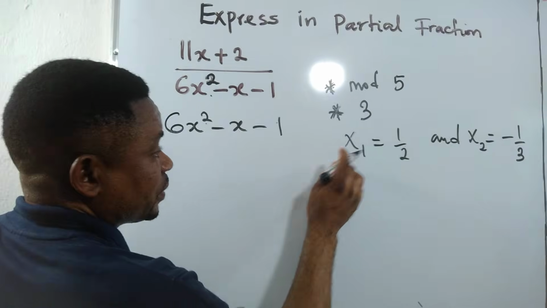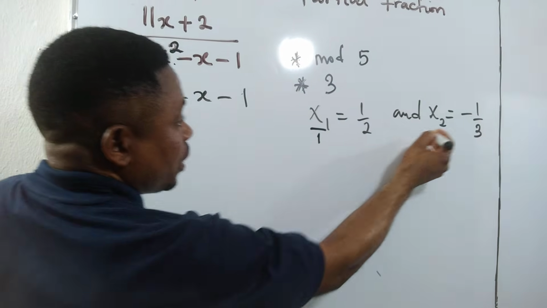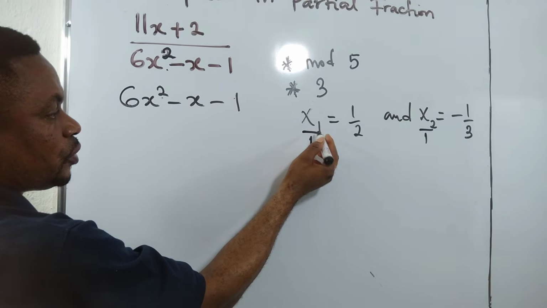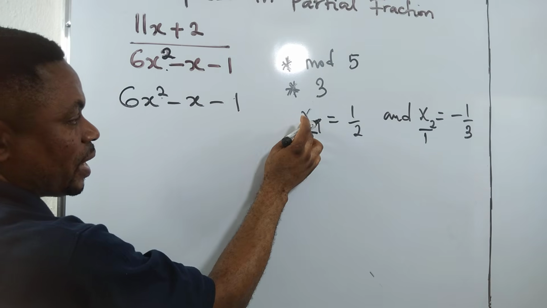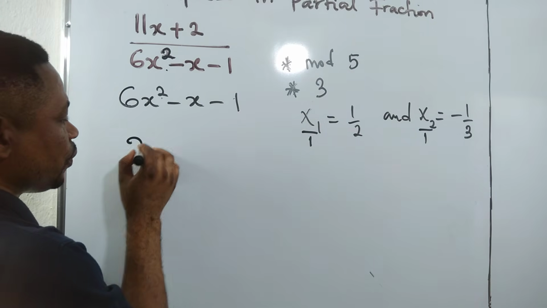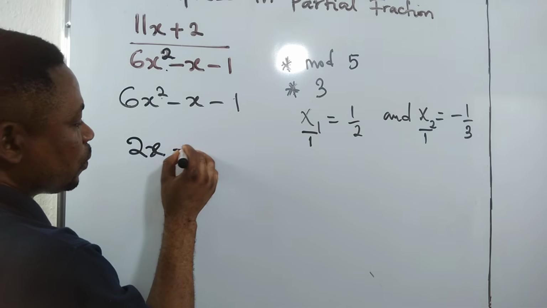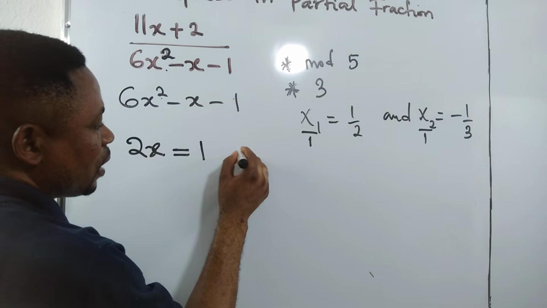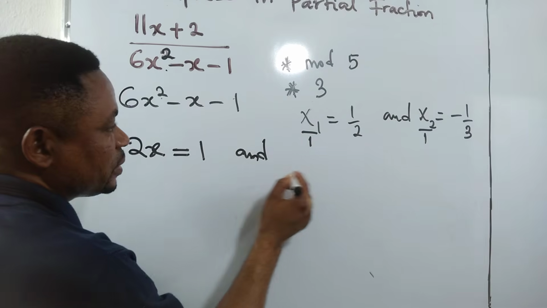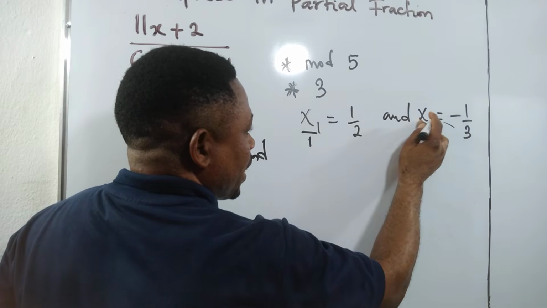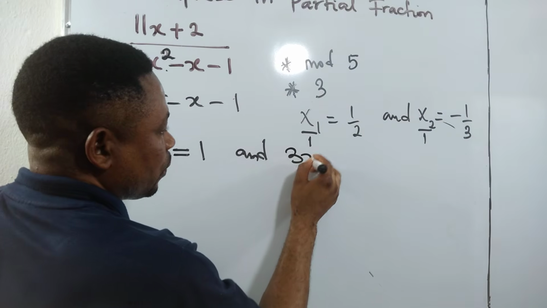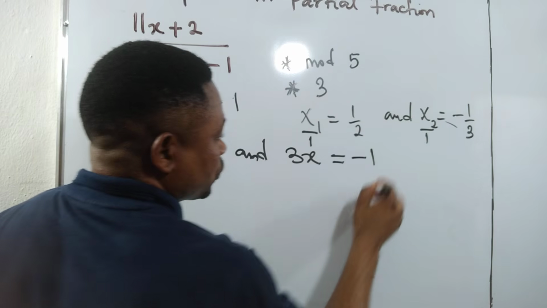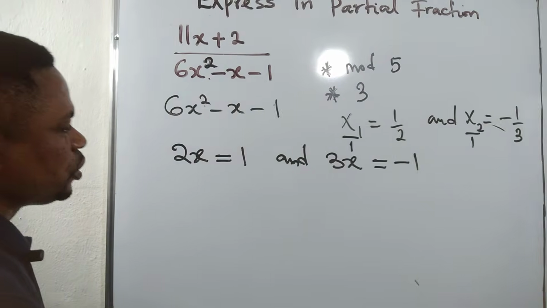How do we join this now? I call this over 1. I call the other one over 1. Then we cross multiply. Now don't mind the subscript, but just multiply x times 2. It will give us 2x. Then equal to 1 times 1 will give you 1. Now, and the second one is this. Cross multiply again. x times 3 will give us 3x. Then equal to 1 times minus 1 will give us minus 1.